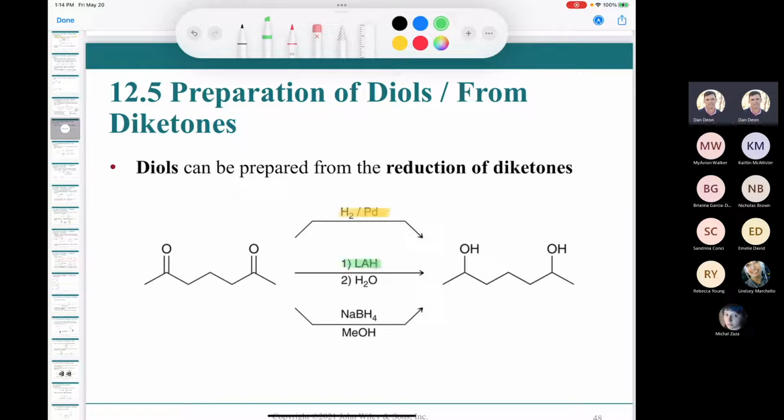We could use lithium aluminum hydride reduction. Again, keep in mind that's a two-step reaction. The first step is to treat it with lithium aluminum hydride. The second step is to treat it with water or H3O+. I also want to mention that this second step here, we refer to this as the workup step in this reaction. Or you could use sodium borohydride reduction. And what's important for you to know is that is all done in one pot. You don't add things separately. You just add the sodium borohydride and the methanol simultaneously.